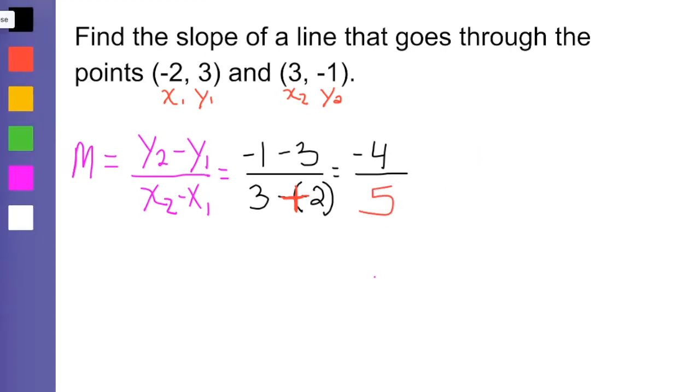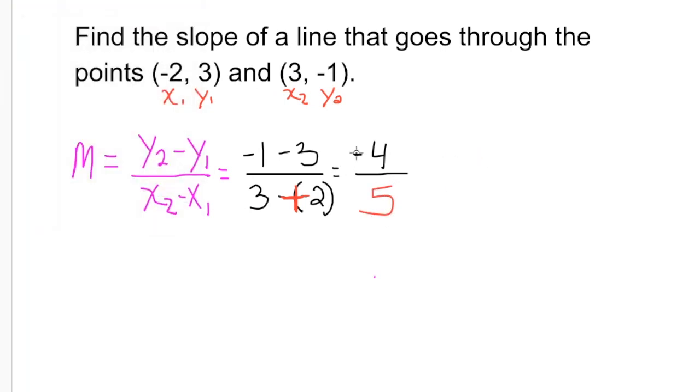All right, so at this point, we have -4 divided by 5. And, well, can that be simplified? Nope. That is our final answer. So the slope of the line is -4/5. This was done using the formula.